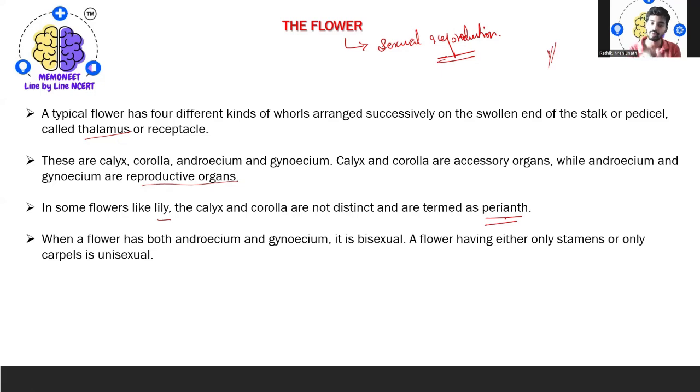When a flower has both androecium and gynoecium, we normally call it a bisexual flower. A flower having either only stamens or only carpels is called a unisexual flower. So it should have either a stamen or a carpel to be called unisexual. If it has both male and female reproductive organs together, then we subject them as bisexual flowers.